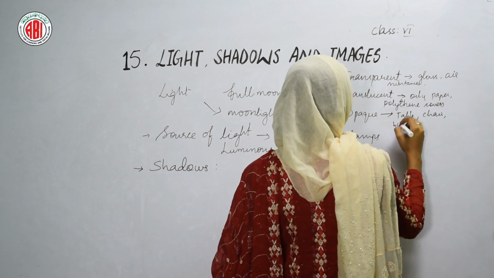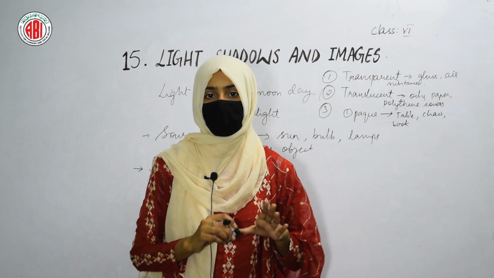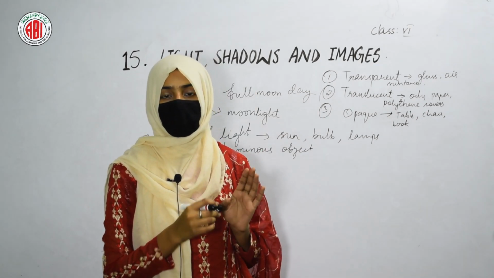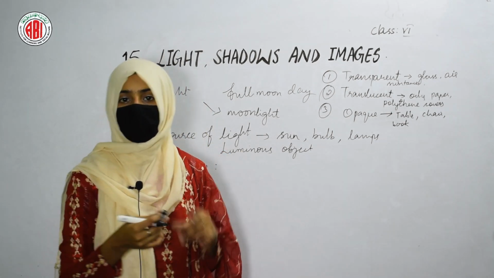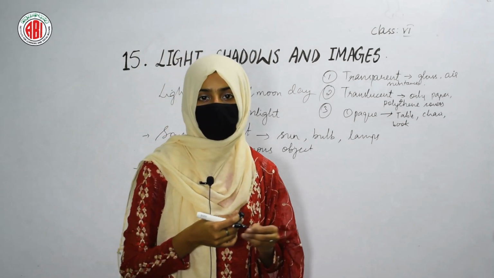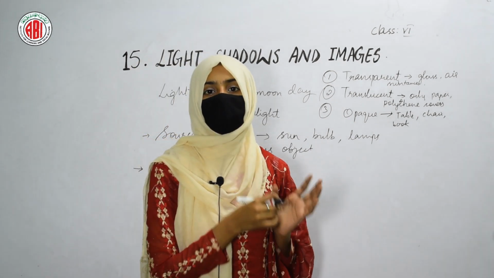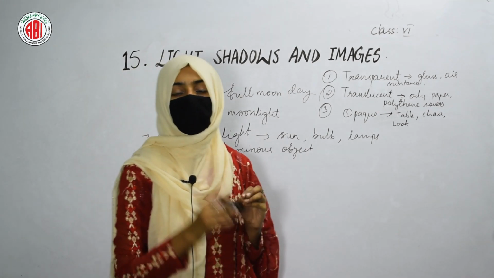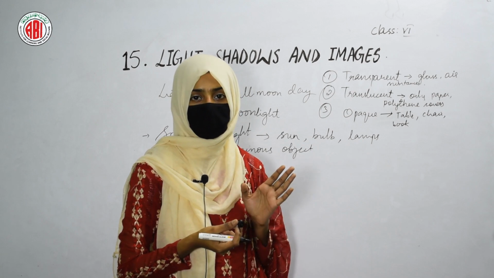All these are called opaque objects, because when you hold a book in your hand and ask your friend what is present behind the book, can he or she answer? No, they cannot, because the book is not allowing the light to pass through it. As the light is not passing through the book, the friend cannot see the thing that is present behind the book.